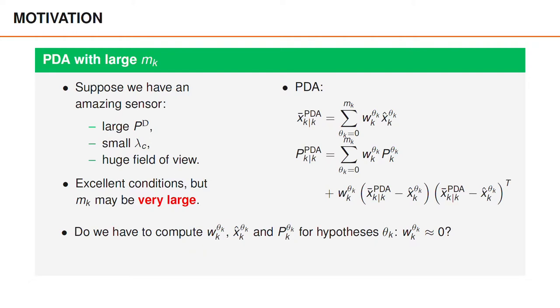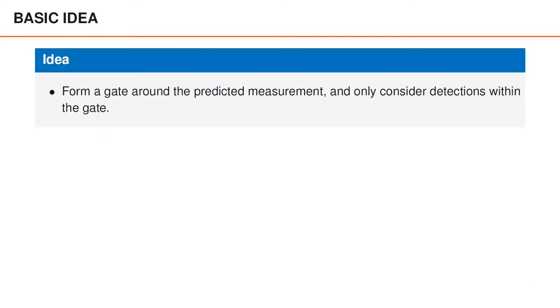To save computations, we would like to avoid computing the weights, means, and covariances for the hypotheses that have insignificant weights. Another way to think of this is that we want to ignore measurements that are far from the predicted measurement. Gating is a technique for doing precisely this. It should be noted, though, that gating is a general technique and that it can also be used, for instance, in Gaussian sum filters. The basic idea is to form a gate in the measurement space and pretend that we know that all measurements outside this gate are clutter measurements. In many cases, this can reduce the number of hypotheses considerably.